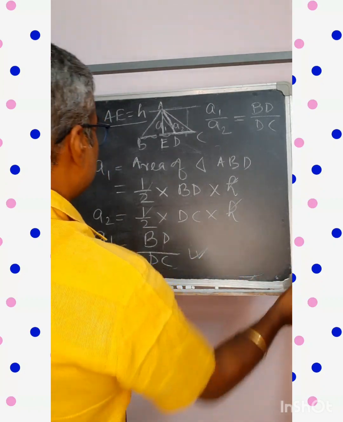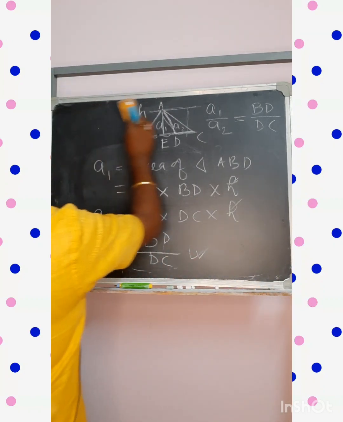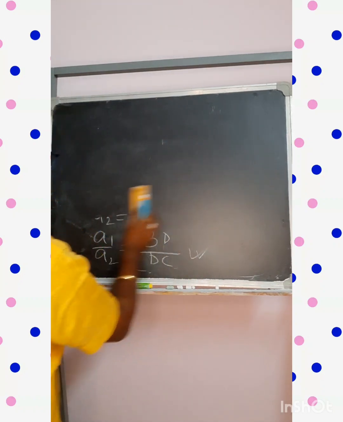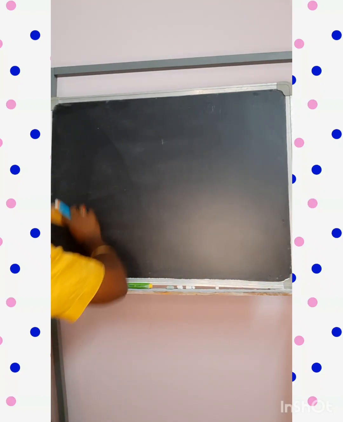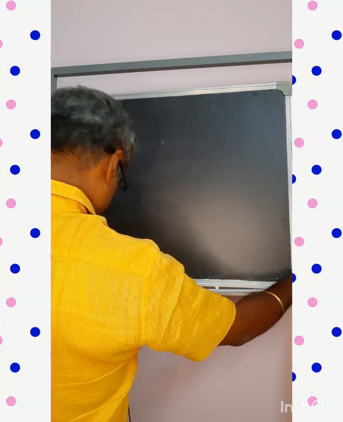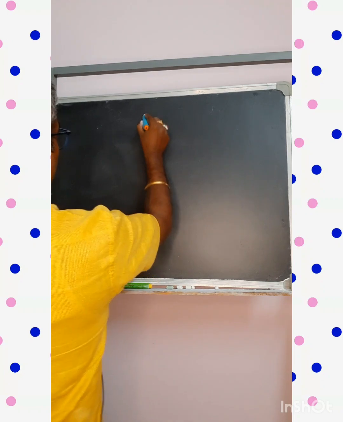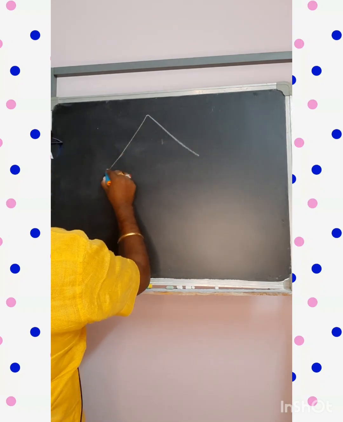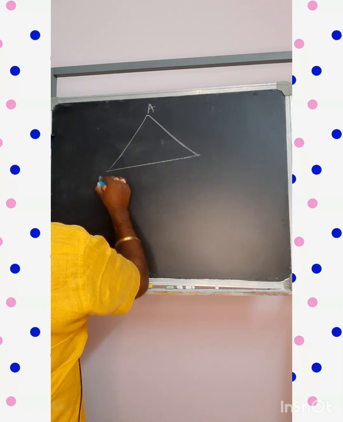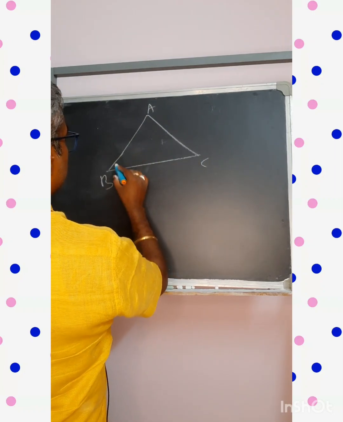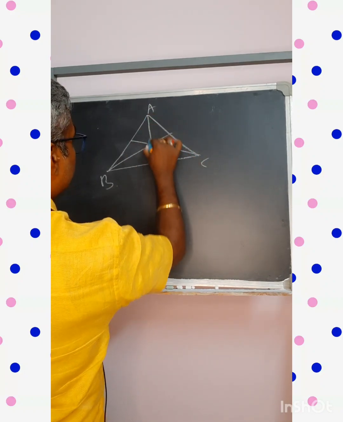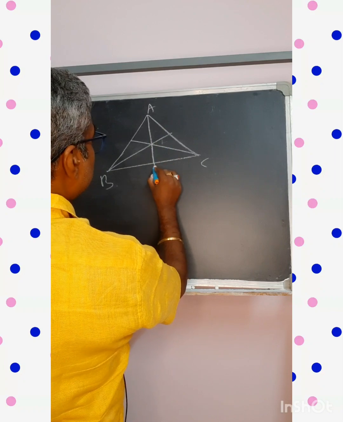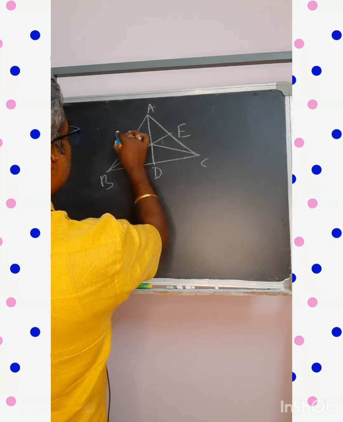This is very easy to understand. Now I will give you a task on this theorem, which you can use to solve the next sum. Take a triangle ABC. This triangle is divided into 6 parts with 3 lines drawn from the respective vertices, and they are cutting at D, E and F.